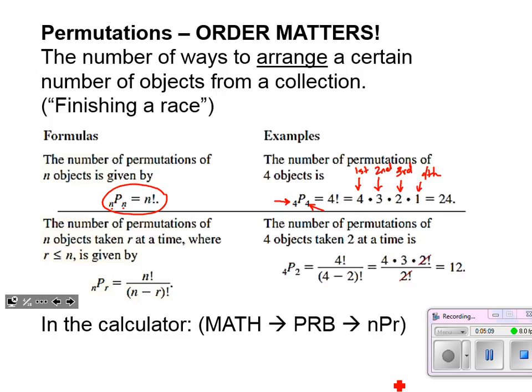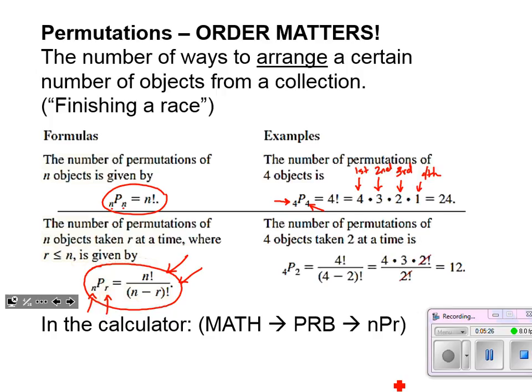Well, then we have to adjust our formula a little bit. It's still running on factorials. This is the one that works every time, so this is the one that is worth remembering. So we have n objects, and we are going to arrange r of them.